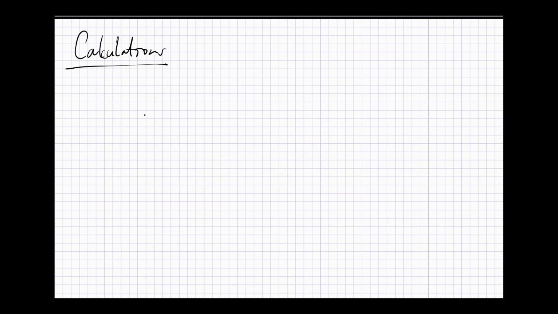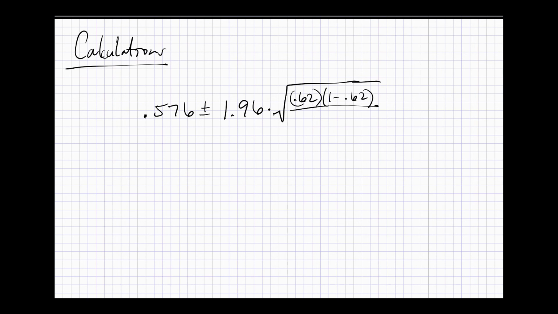So p hat in our case was 0.576 plus or minus. What are we going to use for z critical? 1.96. Very good. We're going to use p again for this guy, divided by n, which is, what is n? 450, thank you.